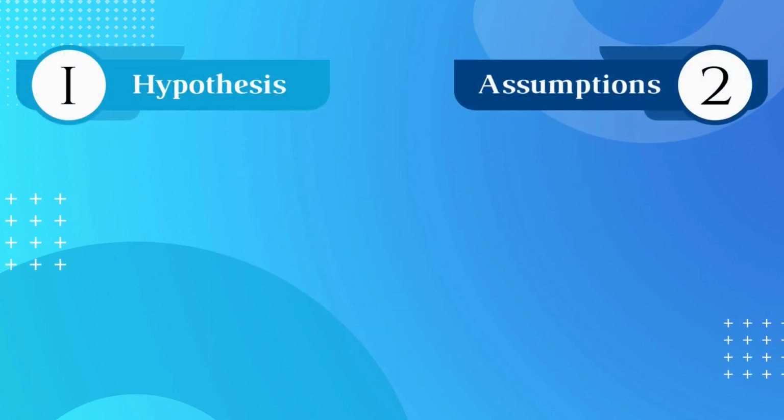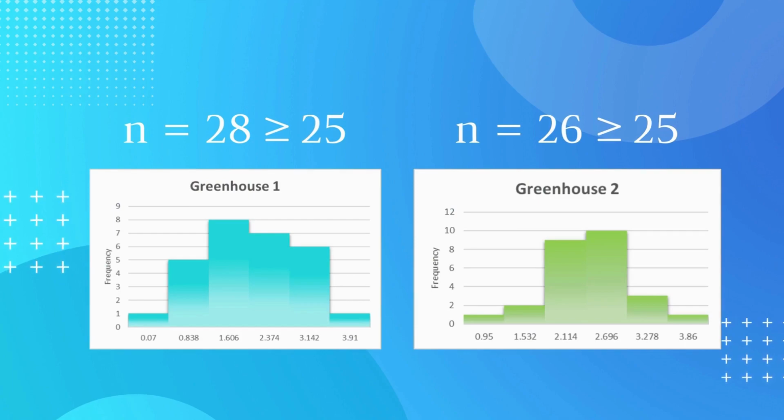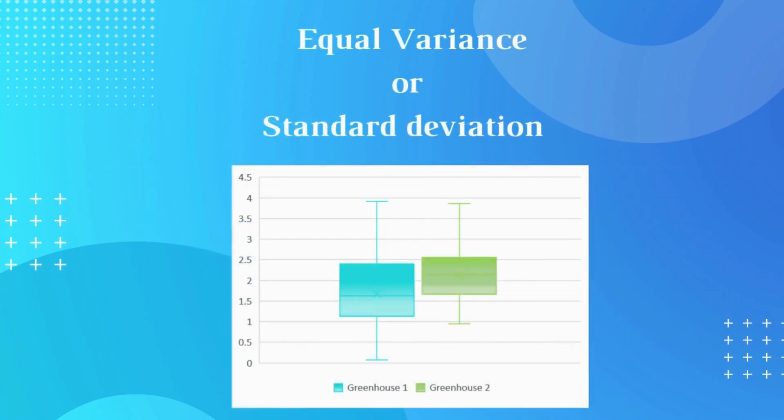Next, we can check the assumptions. Firstly, the 2 samples seem to be independent. Secondly, we can check the normality by looking at the histograms of both samples, which both have a bell-shaped curve. However, as we do know that the sample size of greenhouse 1 is 28 and greenhouse 2 is 26, we could have used the central limit theorem to state that the sample means are approximately normally distributed. And finally, we can look at the box plots of the samples. The spread of both box plots seems similar. Therefore, we can assume that the standard deviations or variances are approximately equal.